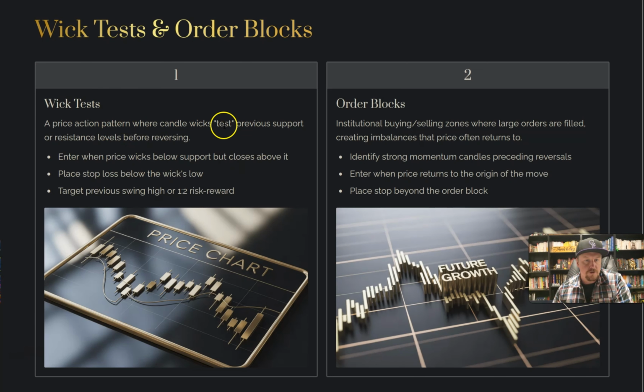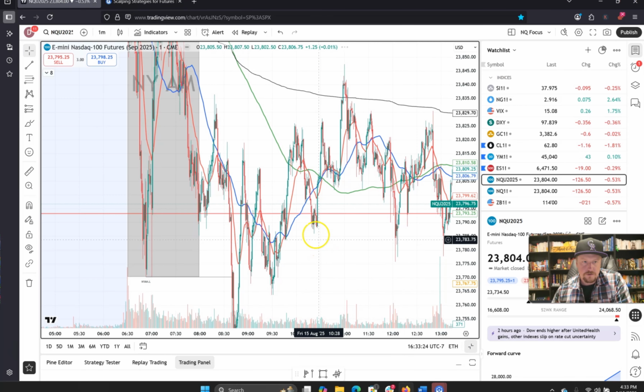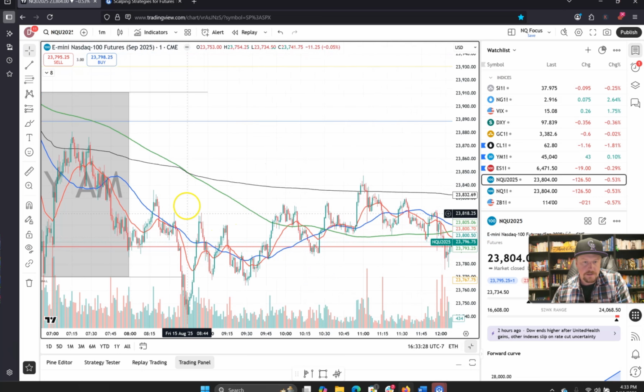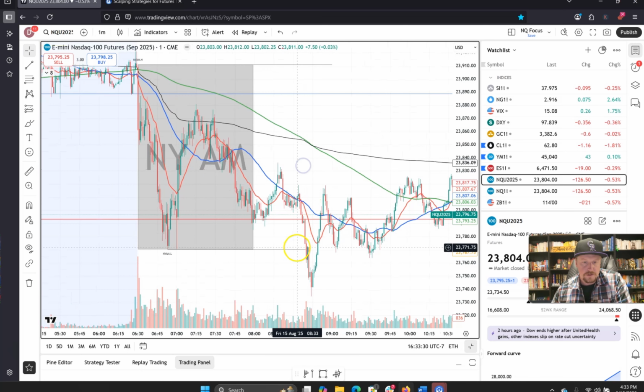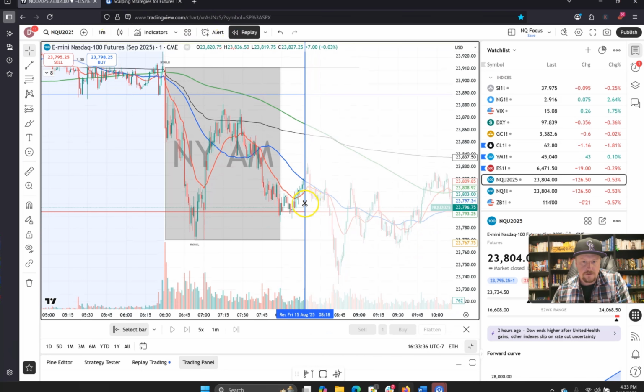So we're going to go over the first one, which is a wick test. And again, everybody's a hero when they're backtesting, but I want to show you. The other thing is that when you're backtesting, it just does the bar. It doesn't give you the movement of the bar, which is always kind of a pain. Okay, here's a perfect example of a wick test, of what you're looking for.